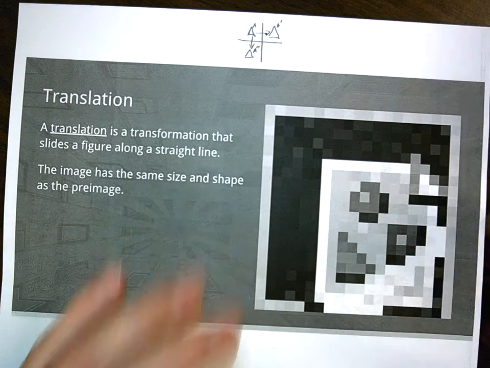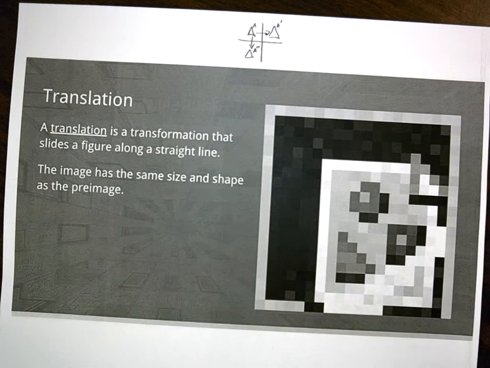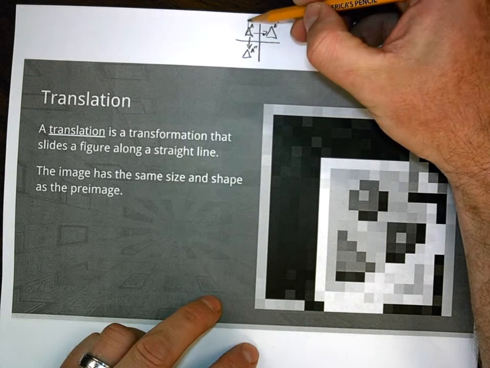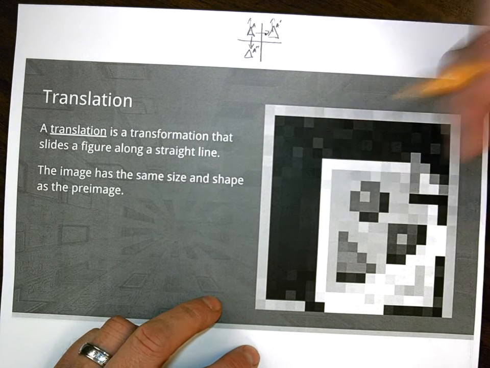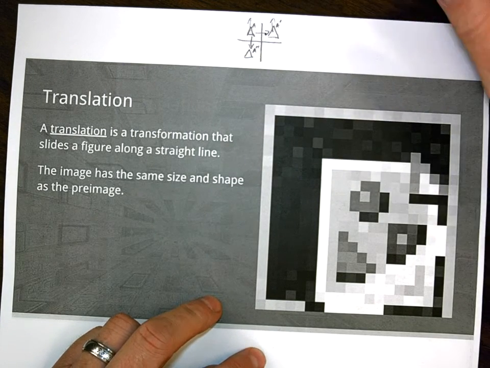The image has the same size and shape as the pre-image. We are not doing any changes to the size and the shapes of the images throughout this whole unit. That's the next unit. So remember, the pre-image and the image are the same size. In a translation, they have the same facing. This triangle is always facing up. It's translated. It's always going to face in the same direction no matter what we do. It's never going to change its direction.